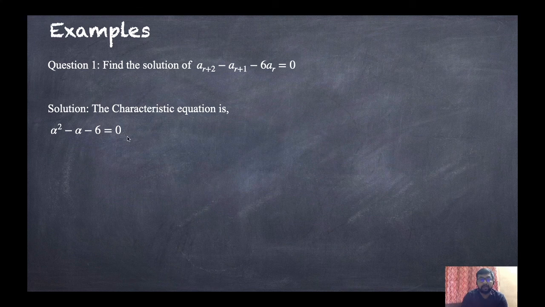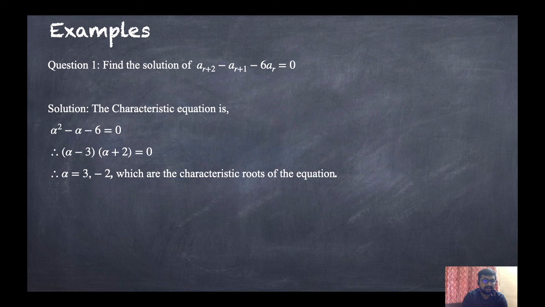Now, what are the factors of this polynomial? It will be (alpha minus 3)(alpha plus 2) equals 0. Then what will alpha be? It will be 3 and minus 2. So alpha 1 is 3 and alpha 2 equals minus 2. Now, we have two cases: either the roots can be different or they can be the same. Here the roots are different. That means the first case applies, these being the characteristic roots of the equation. So what will the homogeneous solution be?